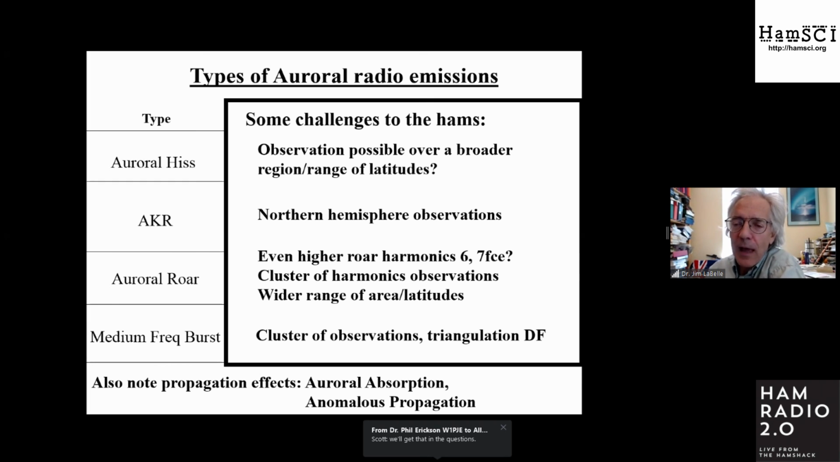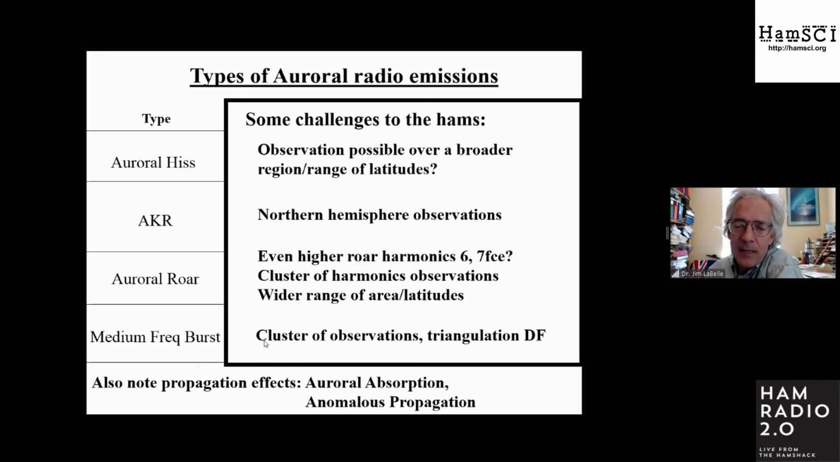Aurora roar, those cyclotron harmonics. Are there even higher harmonics? Something we're looking for. Amateurs could too. It'd be very interesting to get a cluster of these high harmonic observations over some area or region. What area do they illuminate? Are they observed equatorward of the aurora?